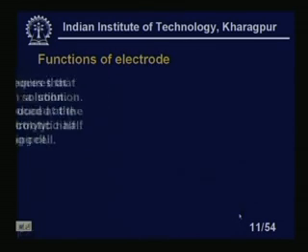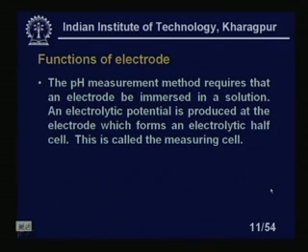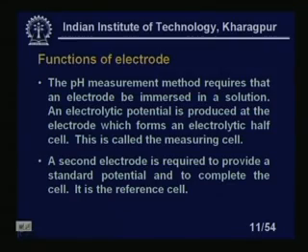Functions of the electrode: what is the function of this electrode? The pH measurement method requires that an electrode be immersed in a solution, and an electrolytic potential is developed at the electrode, which forms an electrolytic half cell. This is called the measuring cell. There are two cells, the reference cell and the measuring cell, and each of these we call a half cell. There are combined pH probes also, which will be discussed later on. Now, we will first discuss the measuring cell and the reference cell.